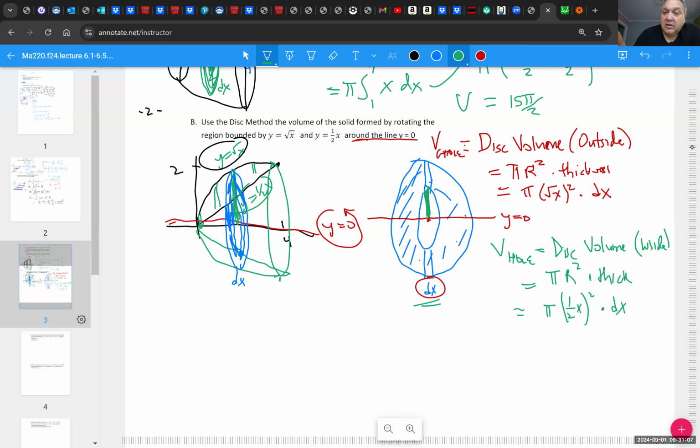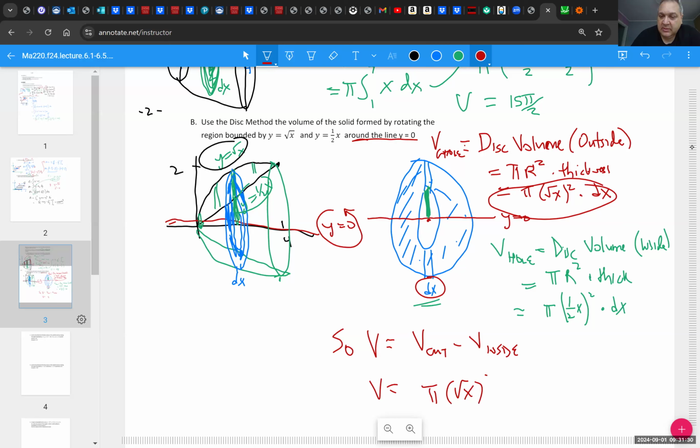So what is the volume of this thing we're looking for? Our volume is equal to the volume of the outside minus the volume of the inside. In this case, we know the outside one is this guy right here. So pi square root of x squared. I'm going to leave that there just so people can follow my work. I mean, obviously it's x if I square it out, but I'm going to leave it there. Minus this guy, pi times 1/2 x squared, which is 1/4 x squared. But again, I'll leave it in unsimplified form like this, dx. And that is for the slice.